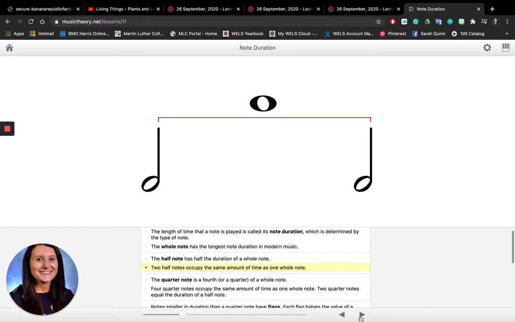So 2 half notes occupy the same amount of time as one whole note. So a whole note is 4 beats, so you would hold it for 1, 2, 3, 4. And if you have 2 half notes, you would hold it for 1, 2, and then play the next note 1, 2. And it would be held for the same amount of 4 beats.